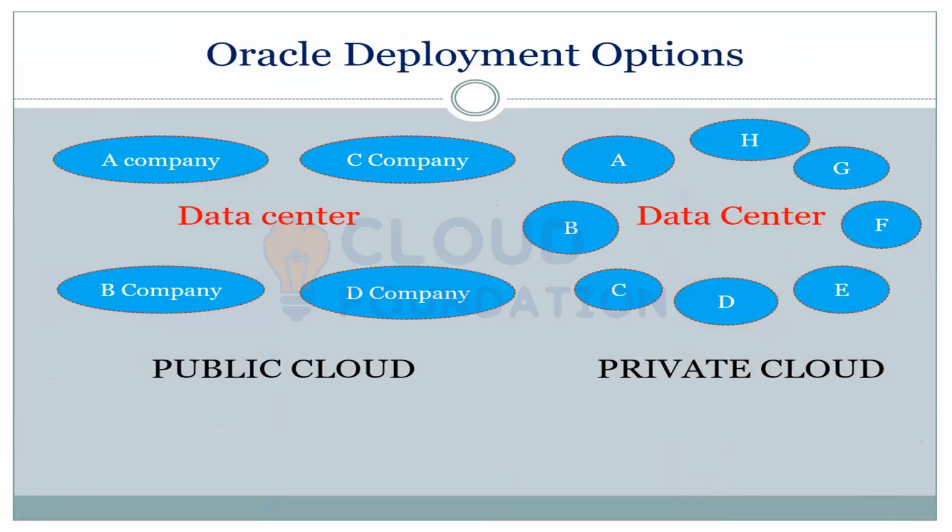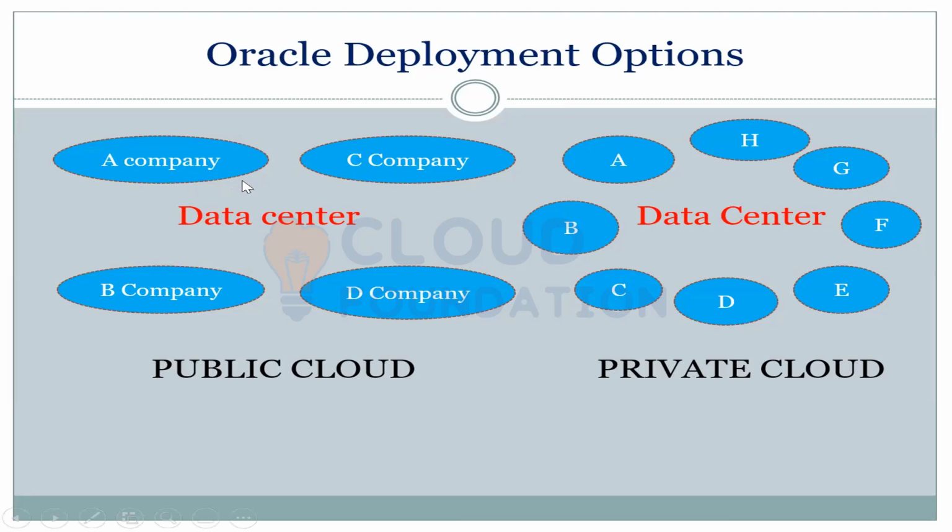We have a public cloud and we have a private cloud. Public cloud is what? We have A company, B company, C company, and D company. Private cloud is when you are deploying your cloud application in different data centers. Suppose A company, B company, C company, and D company are there. A company cannot see B company's data, B company cannot see C company's data, and C company cannot see D company's data. And private cloud is what?